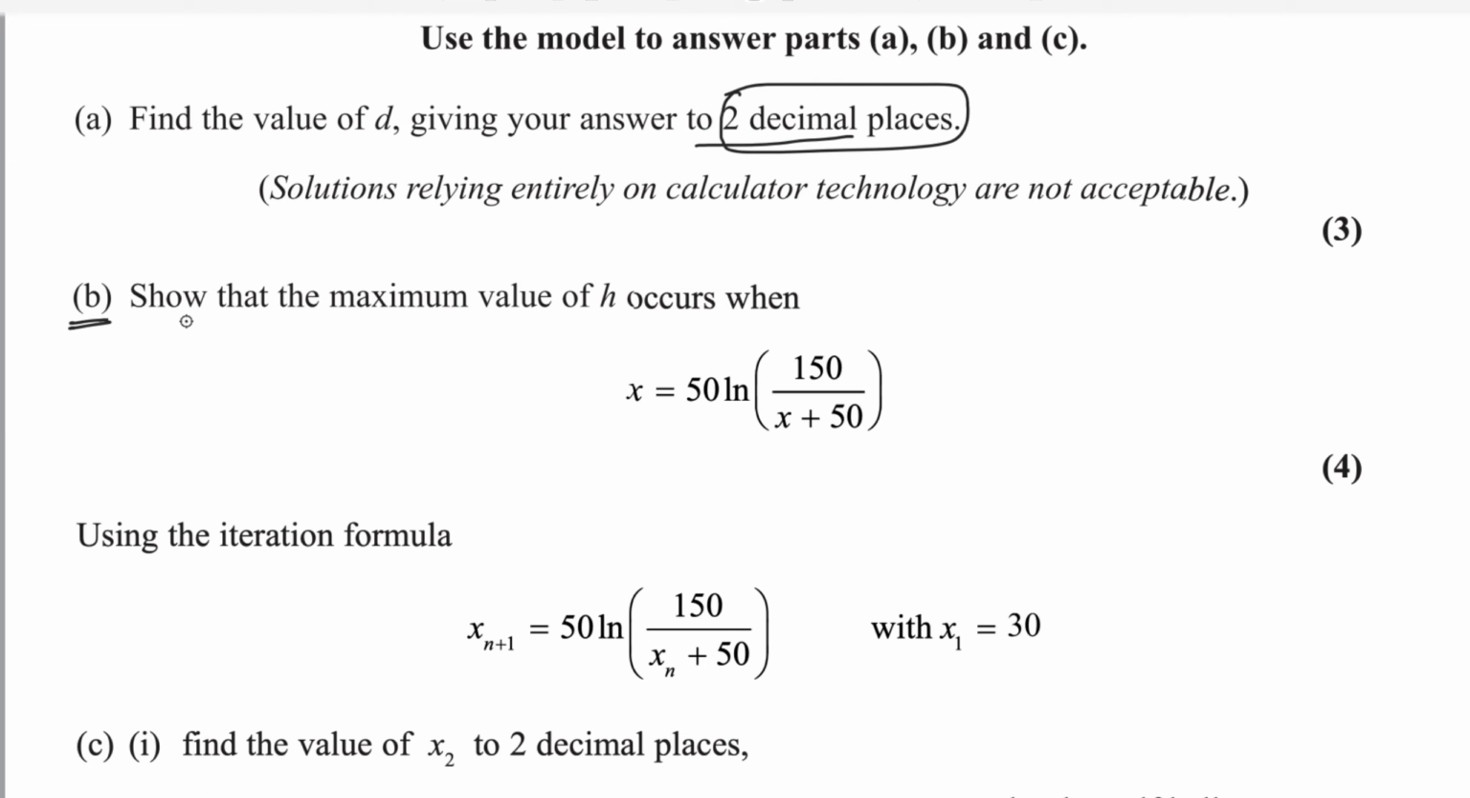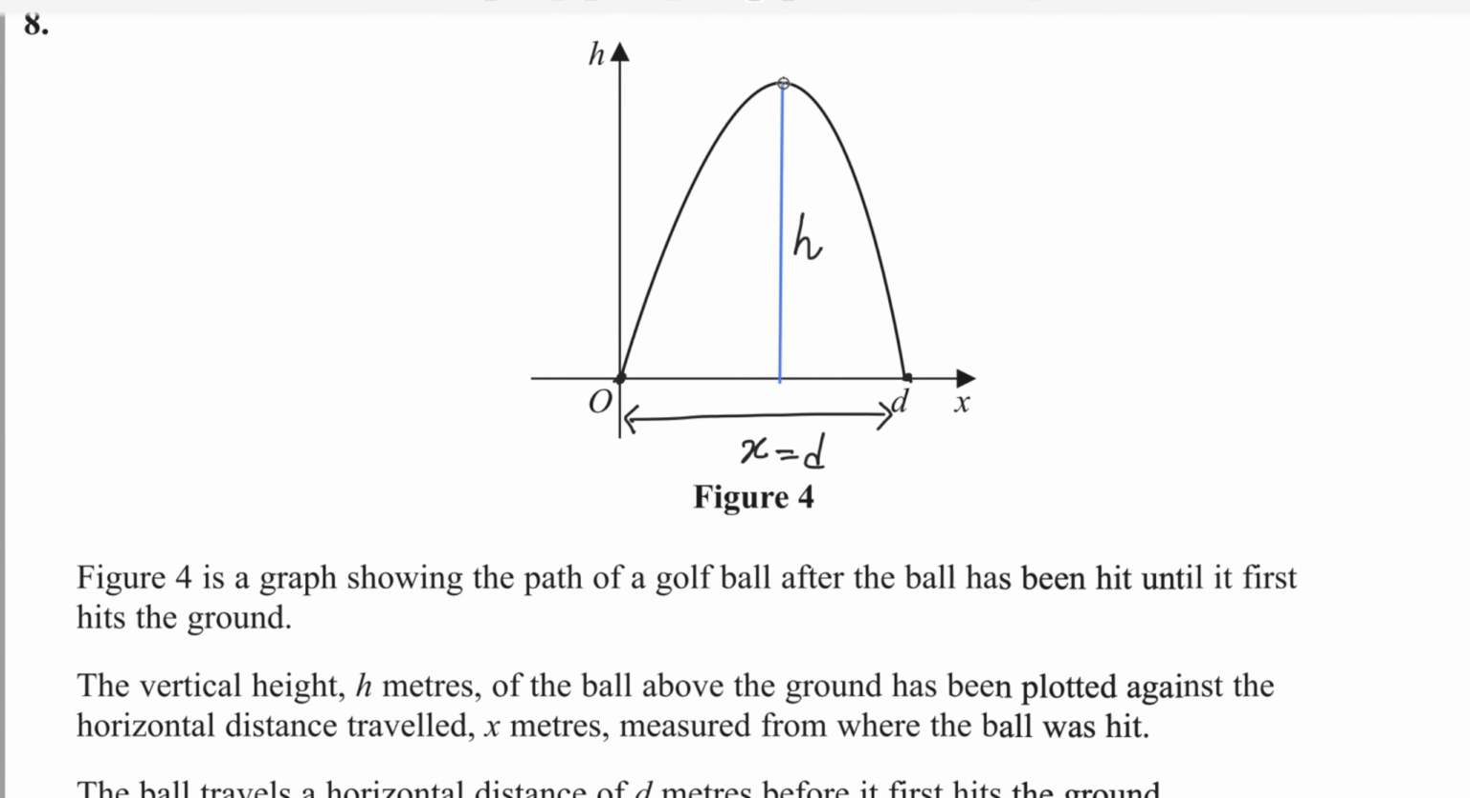For the next part, show that the maximum value of h occurs when x equals 50 ln of 150 over x plus 150. If you want to find the maximum or minimum value of a function, we always differentiate that function. If you take the derivative of the function, the gradient equals 0 at the maximum point, and you could find the value of x here. When this maximum height occurs, you need to find that value of x. Got it?